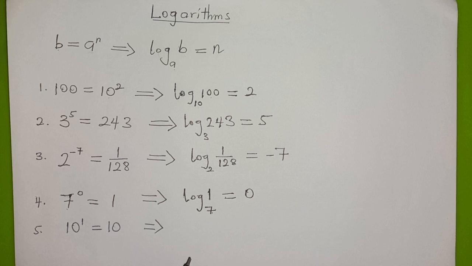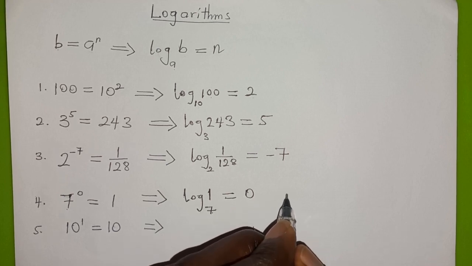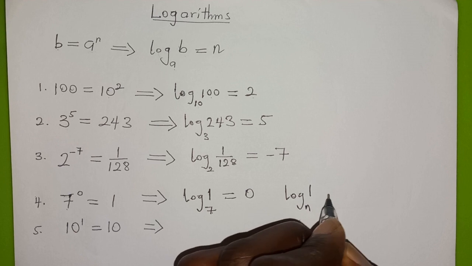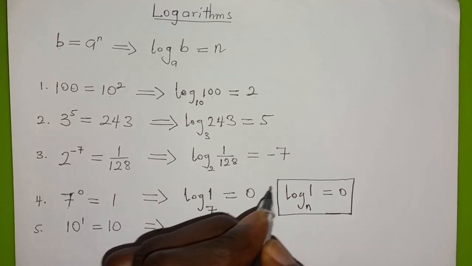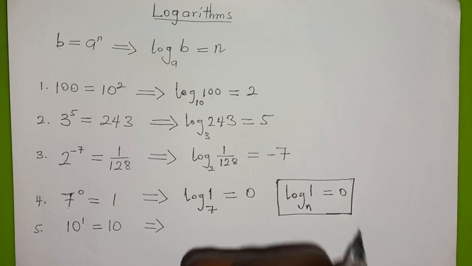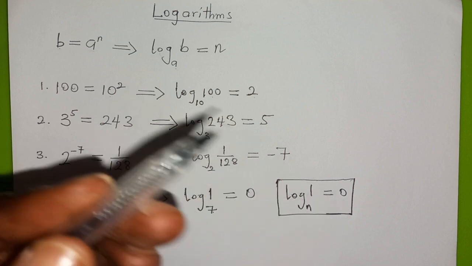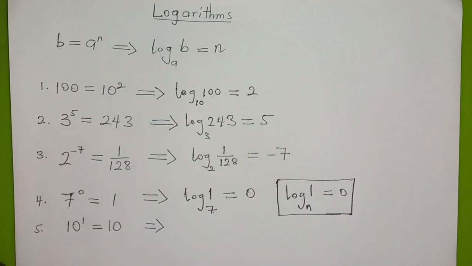So take note of this concept. This actually means that the base, which is our 7, can be any number at all. So the log of 1 to the base any number is always going to be 0. So that means that the log of 1 to the base n is equal to 0. Let me put this in a box. So this is a property of logarithm, and you are going to be applying it in subsequent examples.